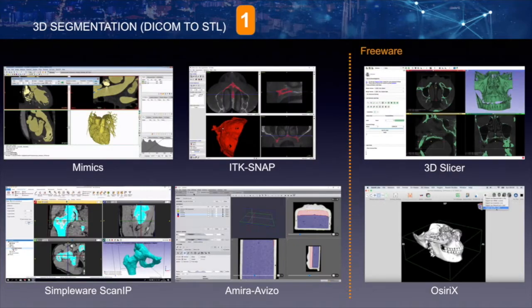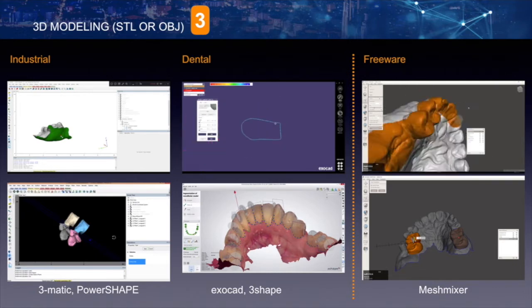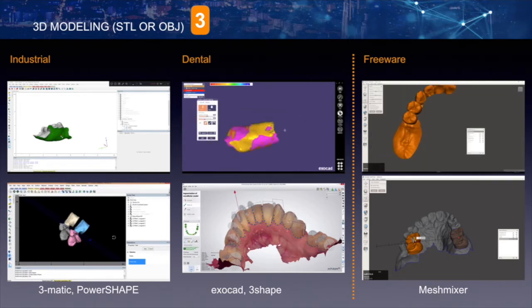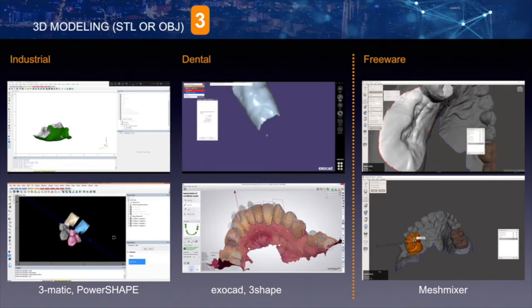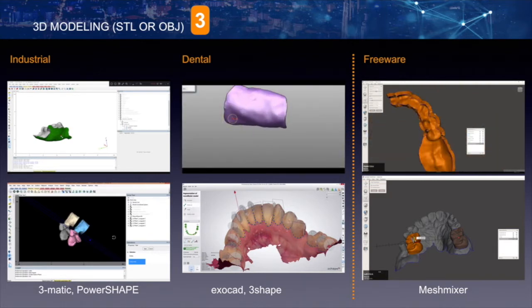Mimics is the most popular 3D segmentation software and has many advanced settings. Freeware also has all the necessary features, but it is difficult to manipulate. For 3D modeling, 3-Matic is mostly used, but there are many dental CAD programs, and they have many convenient and powerful functions. I use Meshmixer for the additional adjustment.